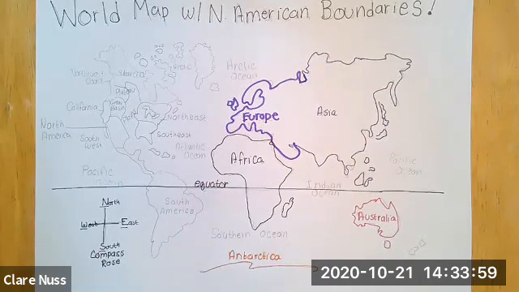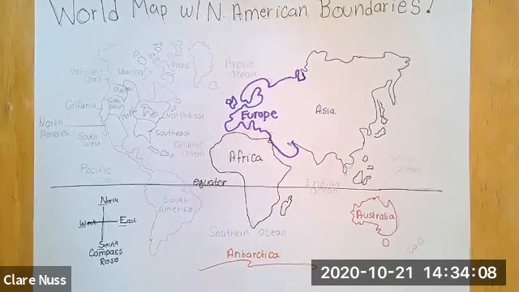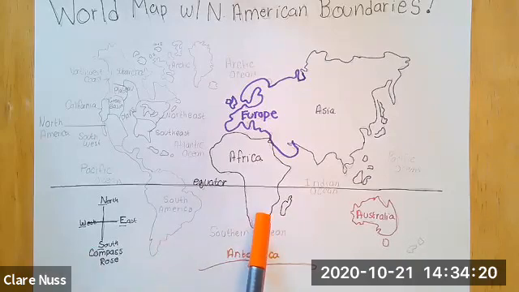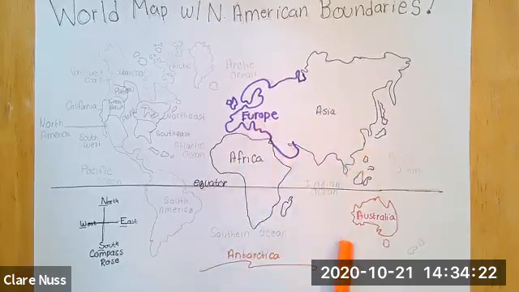Which continent is to the south of Asia? If you said Australia or Antarctica, you are absolutely correct, and even parts of Africa. Which continent is located to the north of Antarctica? If you said Africa, Europe, Asia, or Australia, you are absolutely correct.